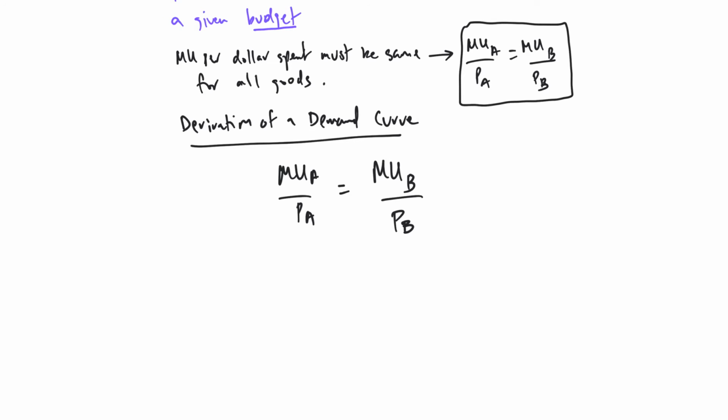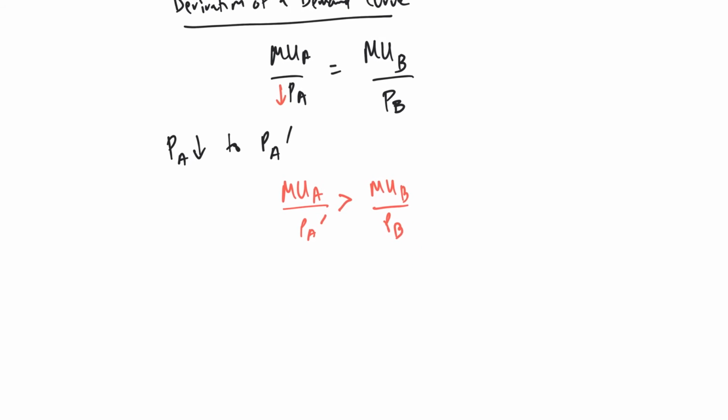Suddenly I tell you guys that the price of apple has gone down to PA dash. If that is the case, what will happen to my equation above? Can I say this MU of A over price of A dash is now, because when the price goes down, the denominator becomes smaller, this side will become bigger. First they were equal, now the price has gone down and it's become PA dash. This will be greater than MU of B over price of B. Isn't that true? The marginal utility per dollar spent for apples suddenly goes up because the price has gone down.